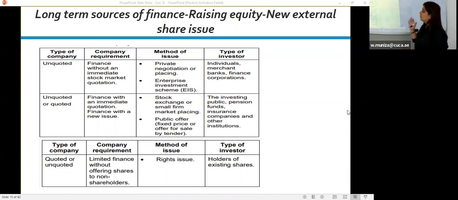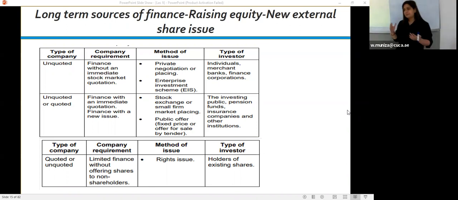Now, when the organizations want the listing in the stock exchange, they can take the help of small firm market placing as well. First, they need to place their shares at the Enterprise Investment Scheme, or they can place the shares in the small firms, and after that, they can issue the shares to the general public. So step by step, they have to move on. Then the method of issue can be a public offer. If the organization is already quoted, then they have the liberty to issue the shares to the general public.